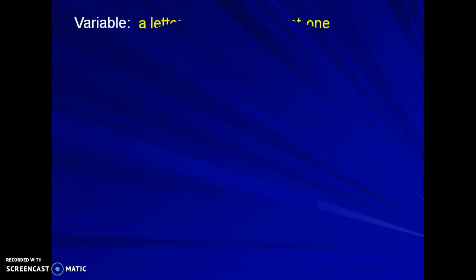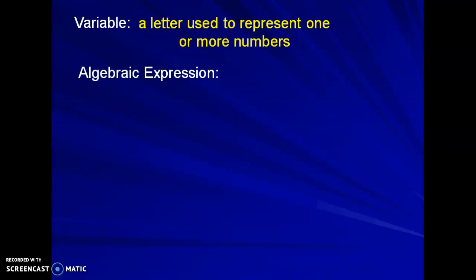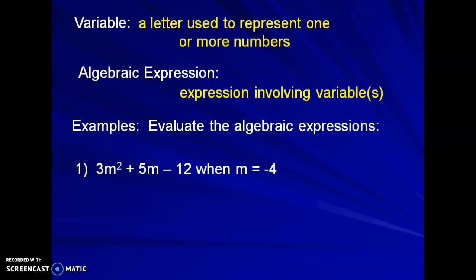A variable. A variable is simply a letter that's used to represent one or more numbers. An algebraic expression is simply an expression that's going to involve variables, so we're going to start having letters in our expressions. An example, so let's evaluate this algebraic expression. The first thing you would need to do is substitute -4 in for all the m's. And so again, we're raising m to the second power. Our m is -4. So that -4 needs to go in the parentheses. So there we would have just substituting things in.